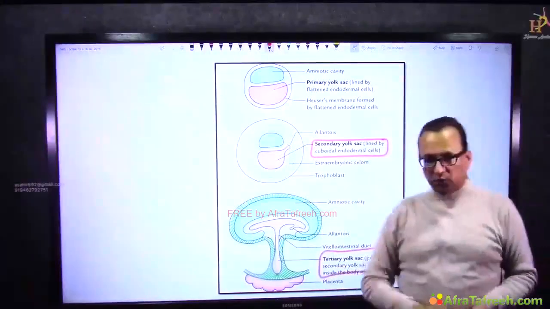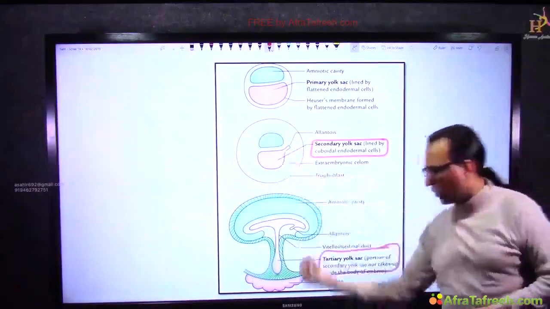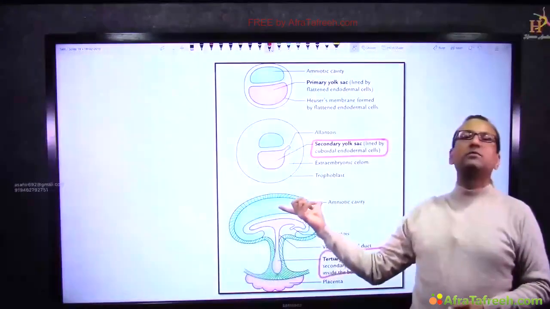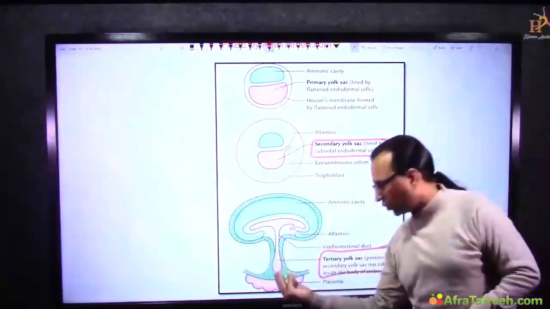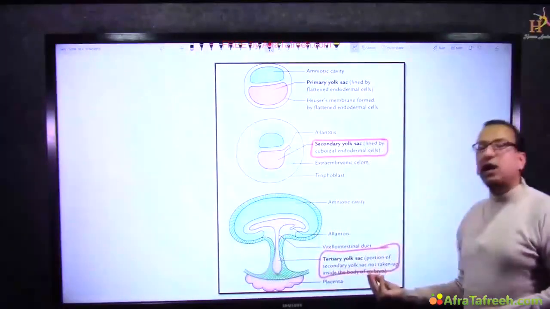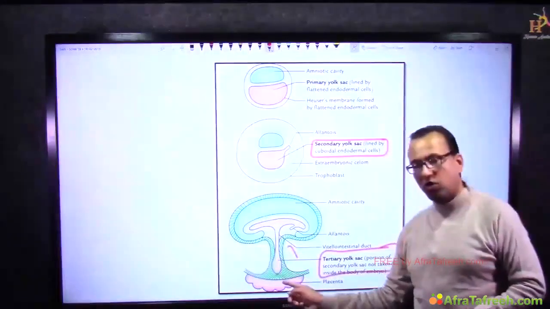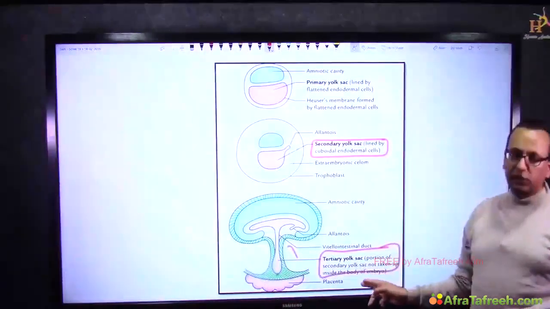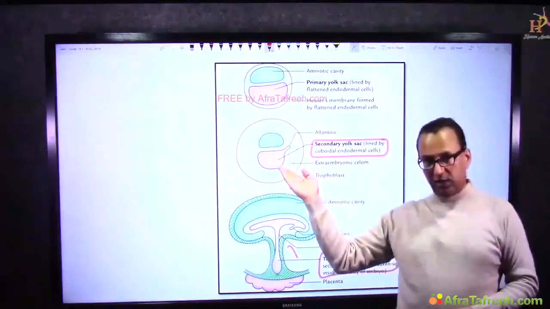Actually, when there is cephalocaudal folding, the yolk sac is incorporated into the baby to form the gut tube. That time, a small part of the yolk sac is left in the connecting stalk, which is the primary umbilical cord, and that is called the tertiary yolk sac. Then when do you say there is a secondary yolk sac?